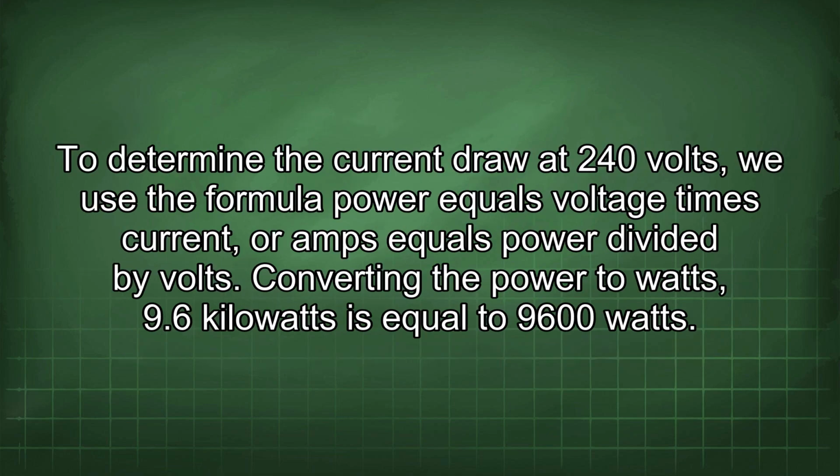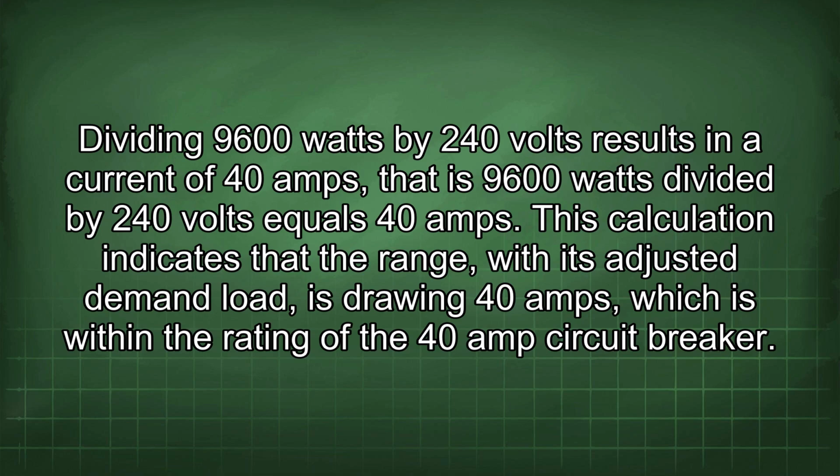To determine the current draw at 240 volts, we use the formula power equals voltage times current, or amps equals power divided by volts. Converting the power to watts, 9.6 kilowatts is equal to 9,600 watts. Dividing 9,600 watts by 240 volts results in a current of 40 amps, that is 9,600 watts divided by 240 volts equals 40 amps. This calculation indicates that the range, with its adjusted demand load, is drawing 40 amps, which is within the rating of the 40 amp circuit breaker.